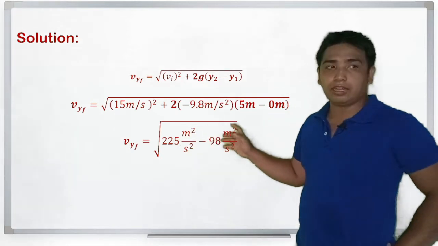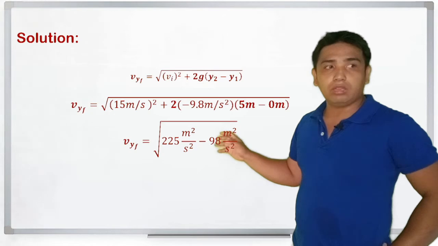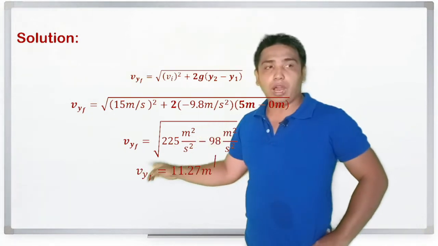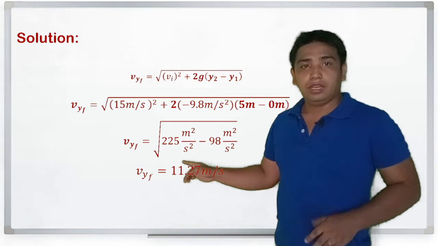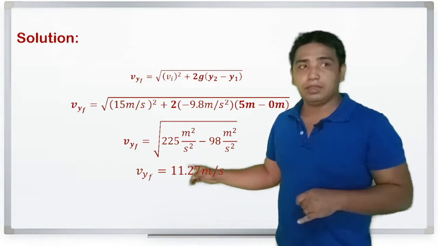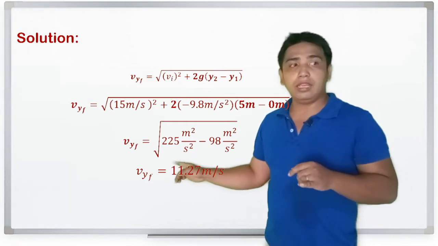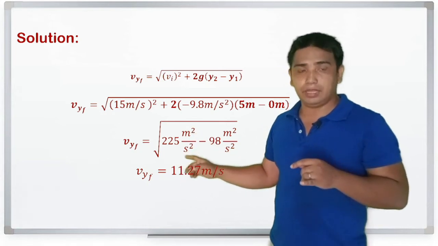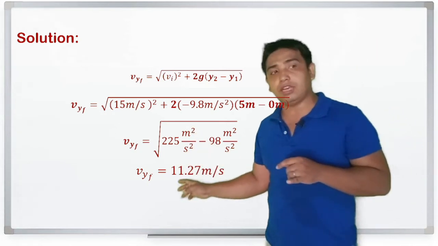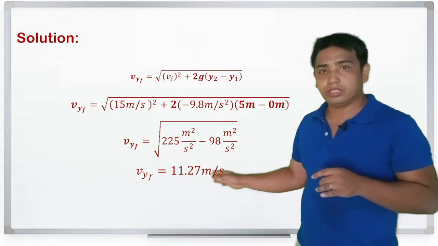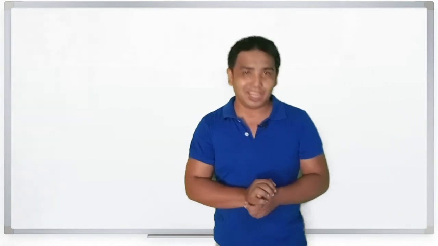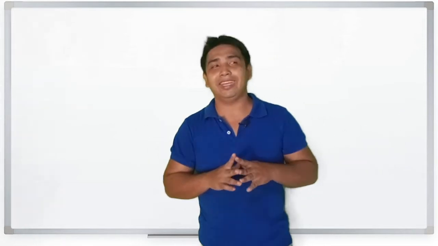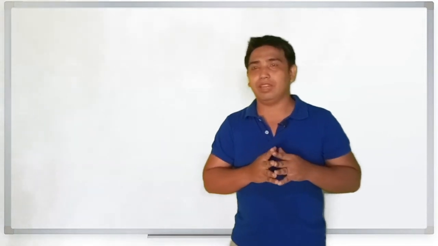So when you subtract them and take the square root, you will get Vyf, the final velocity in the y direction when the ball is 5 meters above the railing, which is equivalent to positive 11.27 meters per second. So we were able to solve everything completely. Here is what we have found out.